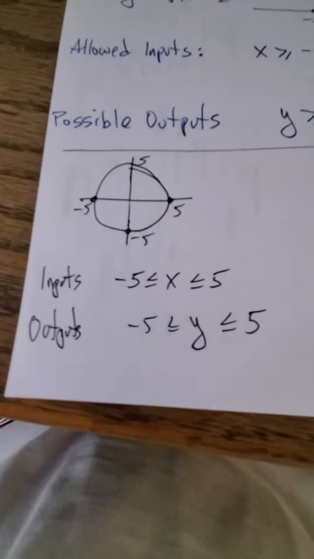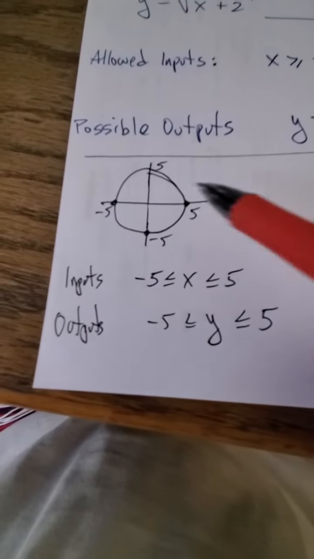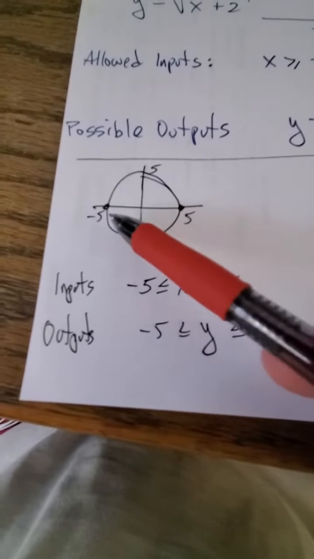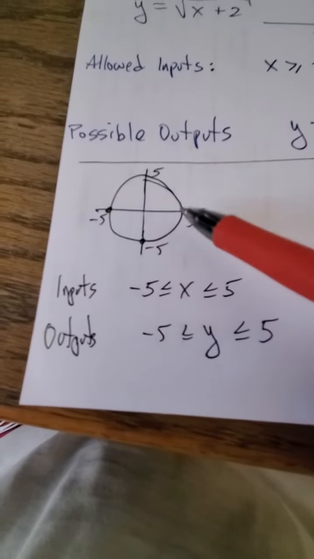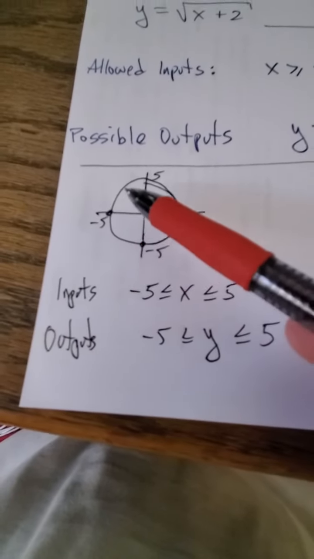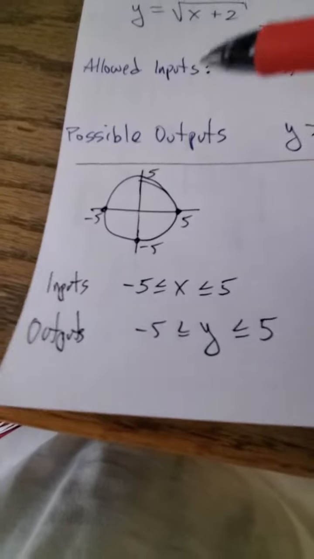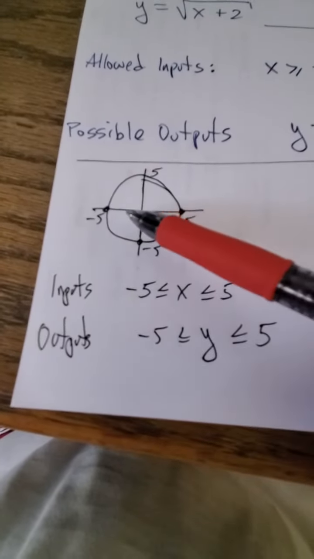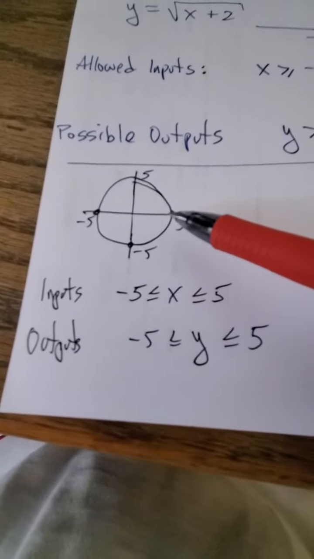Let's do another one. For this one here, we see the possible inputs just by looking at the graph. The x values go all the way from -5 to +5. Every x value between -5 and +5 has some point on the graph. The way I look at it is, imagine if I would look at the shadow of this graph on the x-axis. It would hit every x value between -5 and 5.